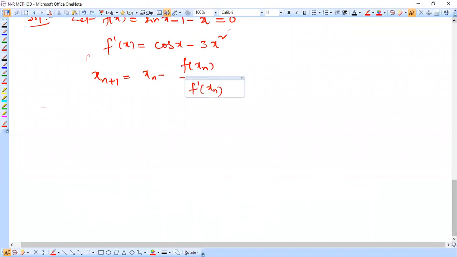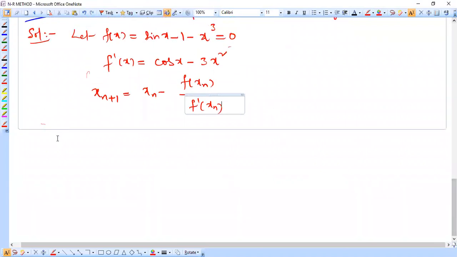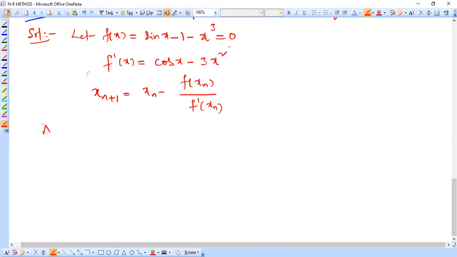Now for that, I can just find out an interval first where the root lies. For that, what I observed is at x is equal to minus 1, f of minus 1, I have just substituted x is equal to minus 1 in the given equation. The answer is minus 0.8415.